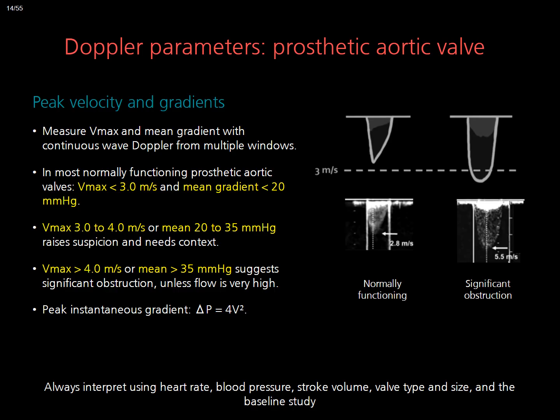As a rule of thumb, a Vmax below 3 meters per second and a mean gradient below 20 millimeters of mercury are usually reassuring. Values in the 3 to 4 meter per second range, or mean gradients between 20 and 35, should trigger a structured check of flow state and valve size. A Vmax above 4 or a mean gradient above 35 supports significant obstruction, but only after you exclude high output states and patient prosthesis mismatch.